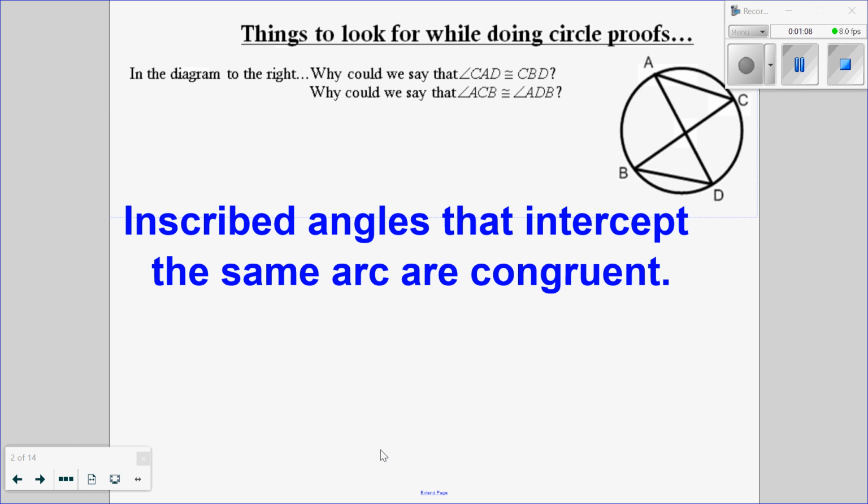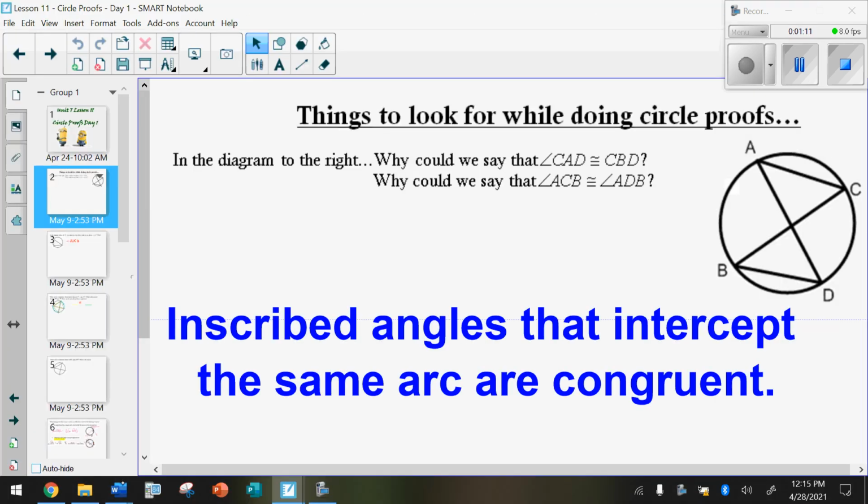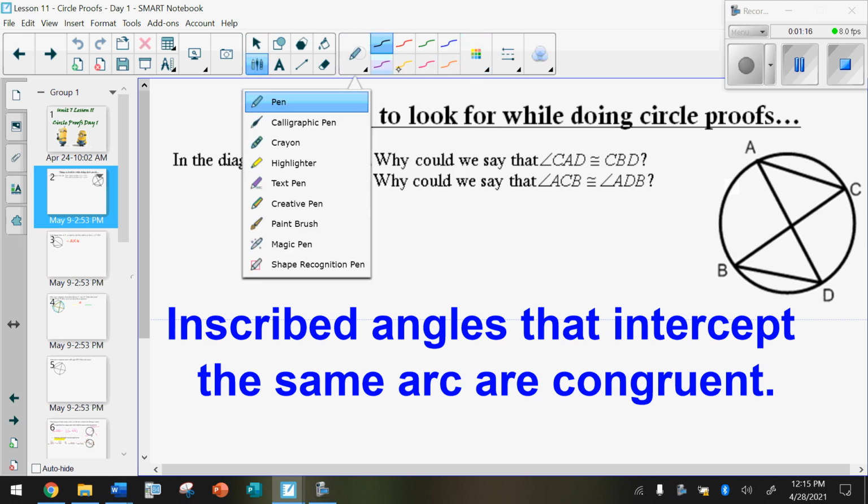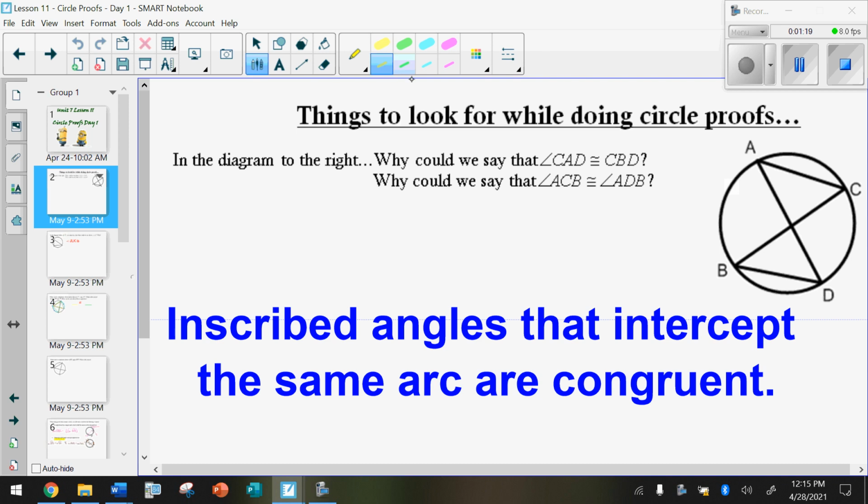So hopefully what you're recognizing here with these angles, ACB and ADB, both intercept the same arc, so they are half of the same measure, so they are equal to each other. So both of those angles intercept the same arc, so they are both half of the measure of arc AB. Same thing happens on the other side.